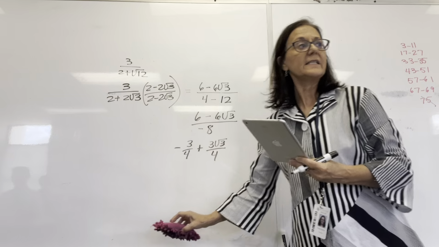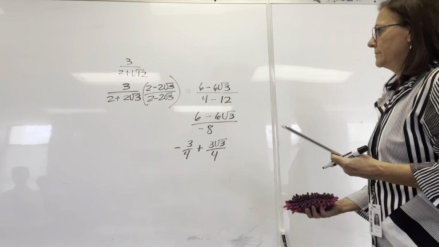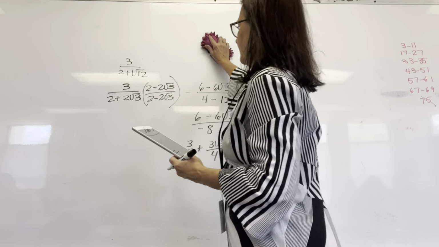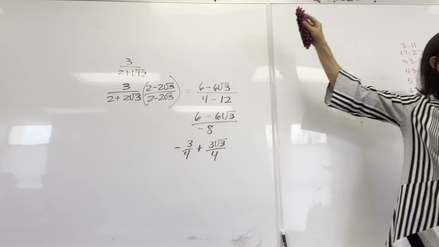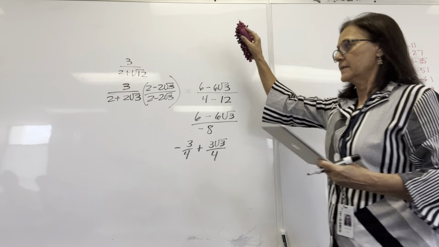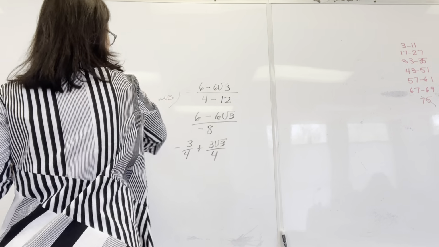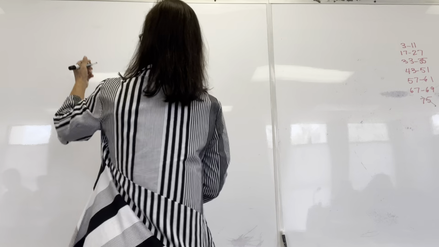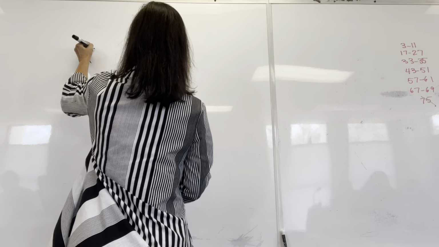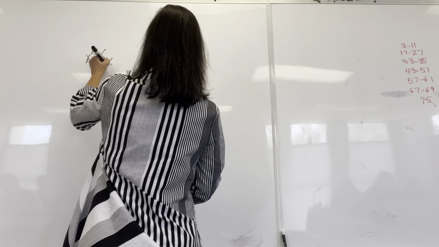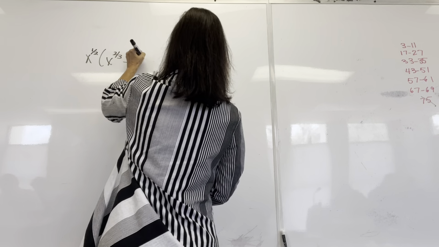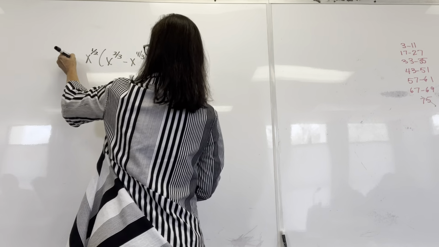Okay, y'all do 67 and 69. We had a conversation about 67 and 69. Does everybody have this one? Yes. Alright, 67 and 69. Multiply, we add, alright?